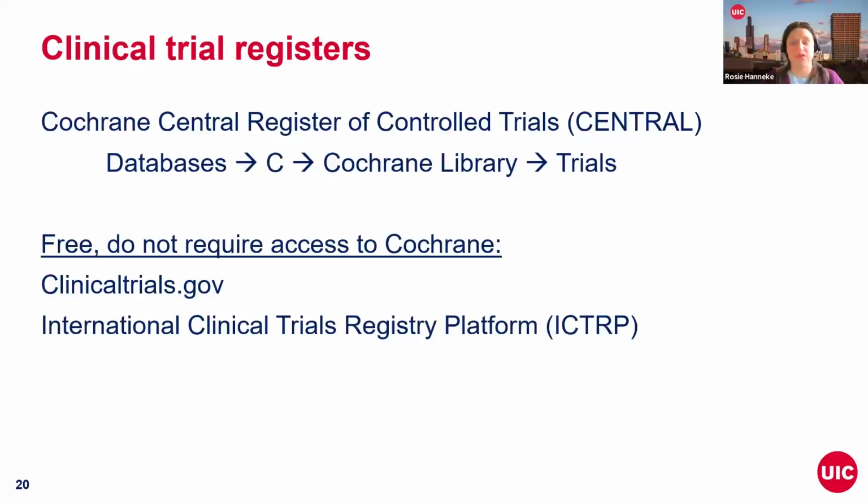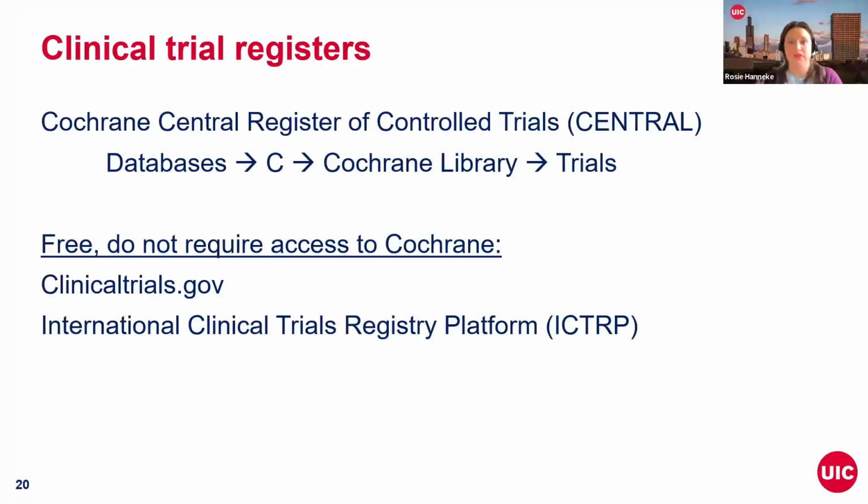If you're affiliated with UIC, you have access to the Cochrane database, the Cochrane Library database. This little pathway tells you how to get there from our library website. It's listed under our main databases list. The Cochrane Library contains several different databases, including Central, which is the Controlled Trial Register. Central includes clinicaltrials.gov, the US Clinical Trial Register. It includes ICTRP, which is the WHO's International Clinical Trials Registry Platform, and it includes other trial registers. So if you're searching Central, you're searching all of those sources.